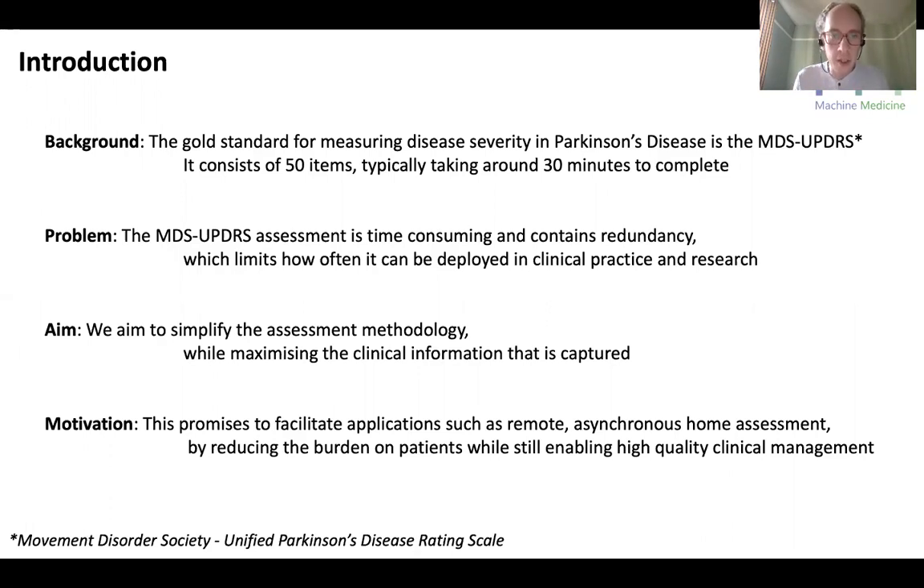The reason we believe that this is a viable thing to do is because it's well known that there's a lot of redundancy in the UPDRS. By that we mean of these 50 items, perhaps there'll be more than one item that is really aiming to measure the same area of Parkinson's disease symptoms, and therefore perhaps you do not need all of those items.